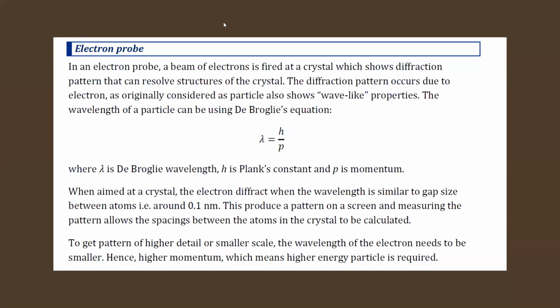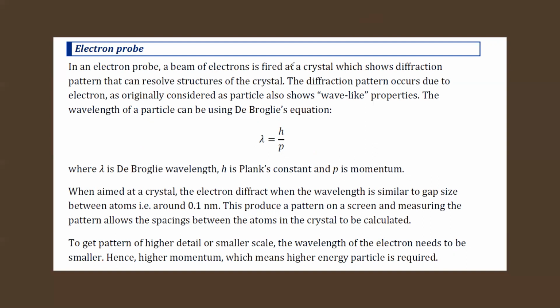So in an electron probe, a beam of electrons is fired at a crystal, and we can change the momentum. How can we change the momentum? Momentum is the product of mass and velocity. With non-relativistic effects, the mass will not change. But as we accelerate the electron and increase its speed, the wavelength associated with the electron gets shorter, so we can get a more detailed image of the lattice.